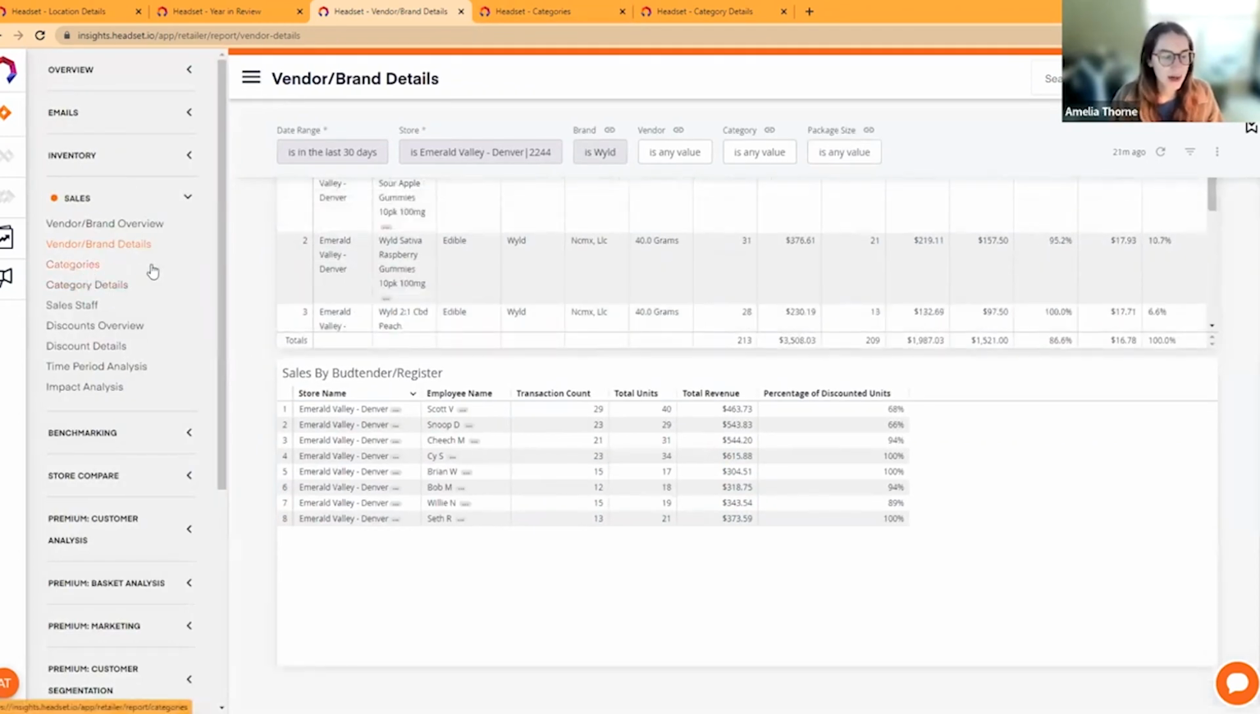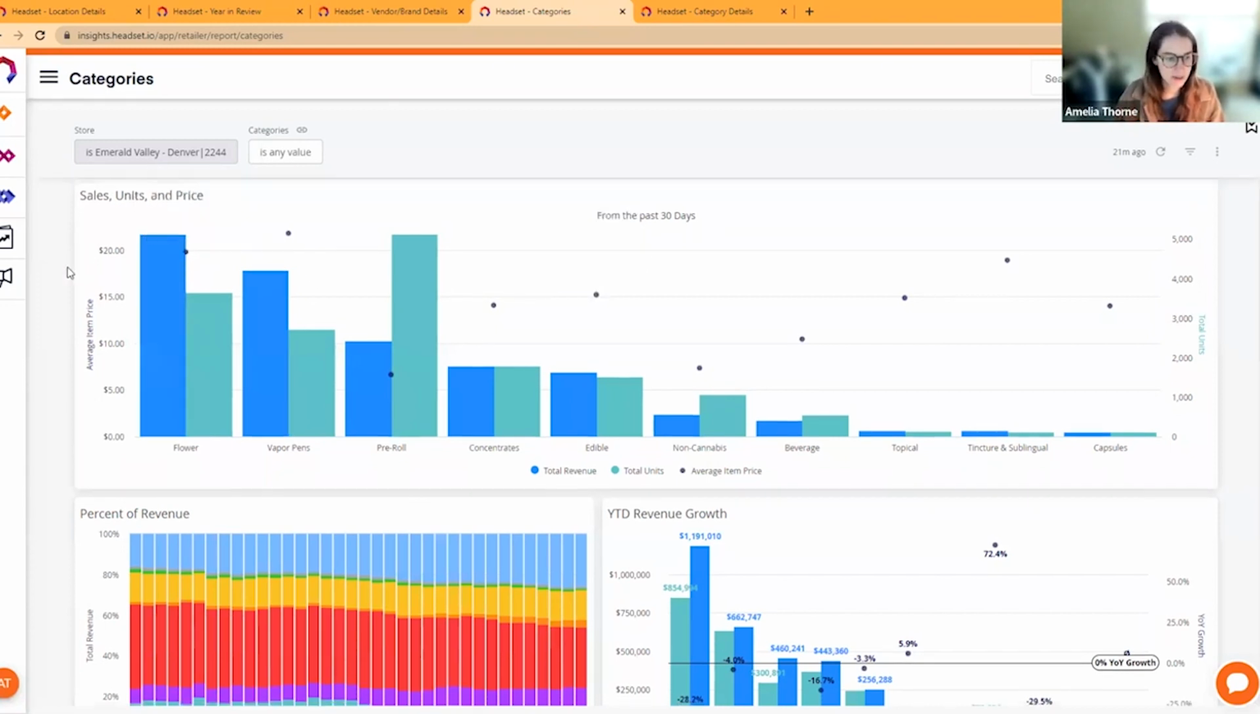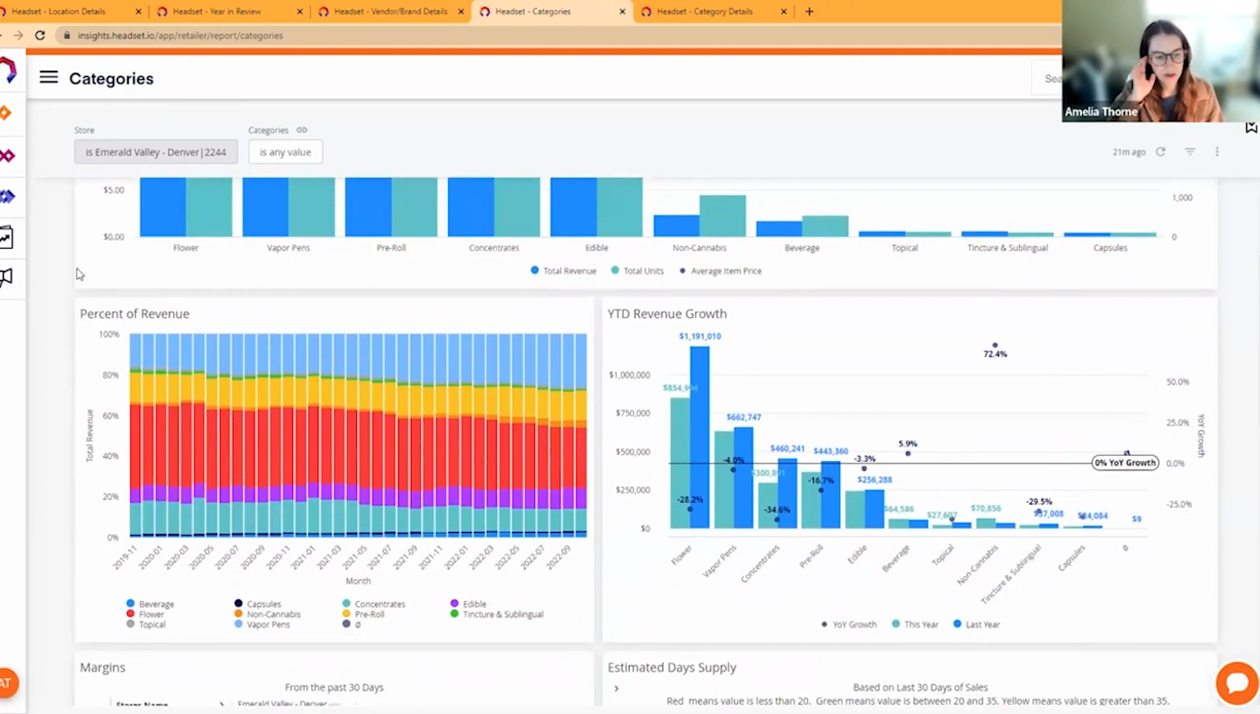The last thing I want to point out is categories as well as category details. At a high level, categories is going to show you how each category stacks up against each other, how much revenue each category is bringing in, what their units look like, and the average item price for each of those. This is going to be from the past 30 days. The rest of the graph, I believe, is from either the past 30 days or the last year of data.